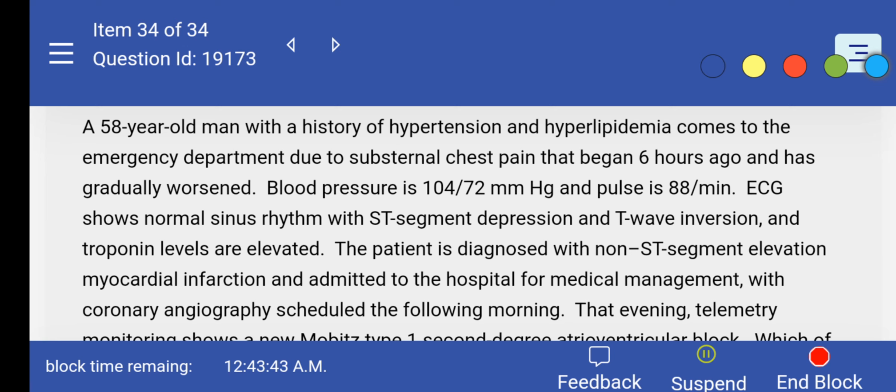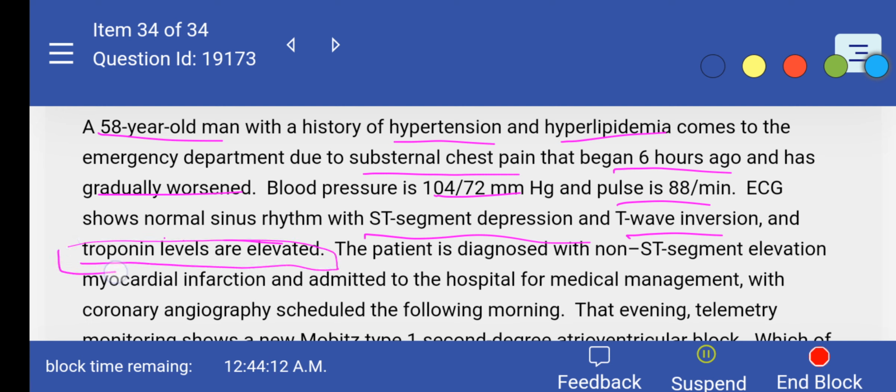We have a 58-year-old man with a history of hypertension and hyperlipidemia who comes to the emergency department due to substernal chest pain that began 6 hours ago and gradually worsened. BP is 104 by 72 mm of mercury, pulse is 88. Not important. ECG shows normal sinus rhythm. Okay. ST segment depression, T wave inversion, troponin levels are elevated.